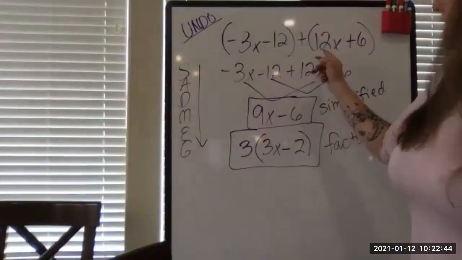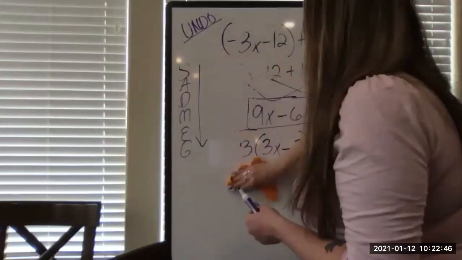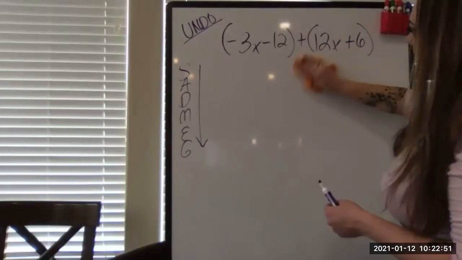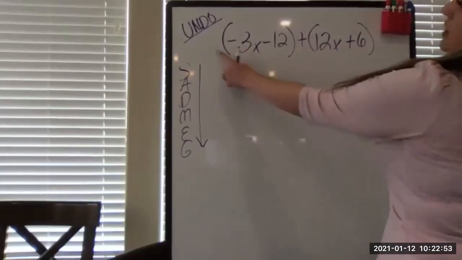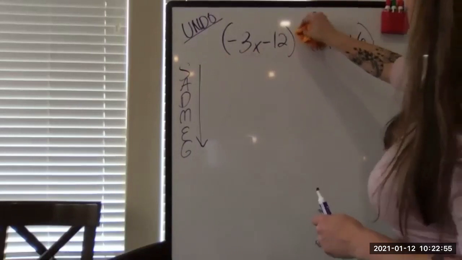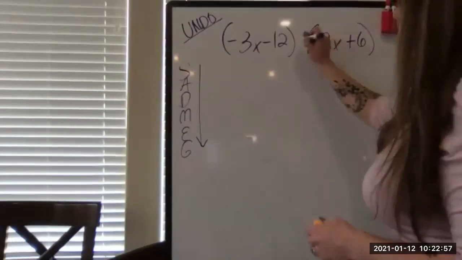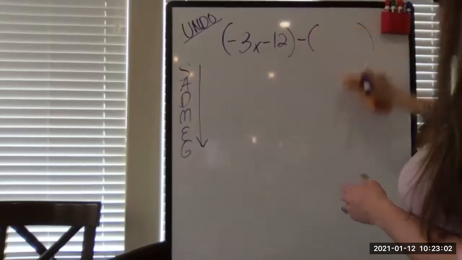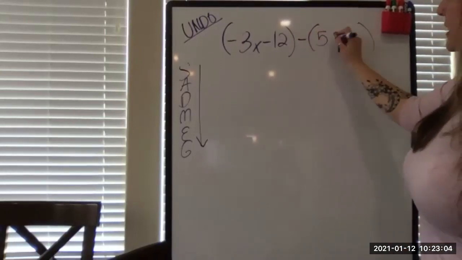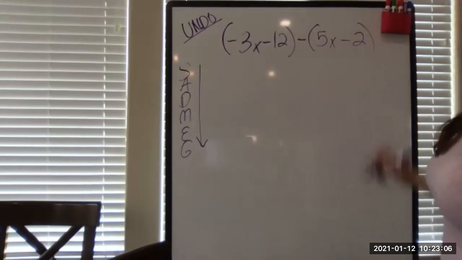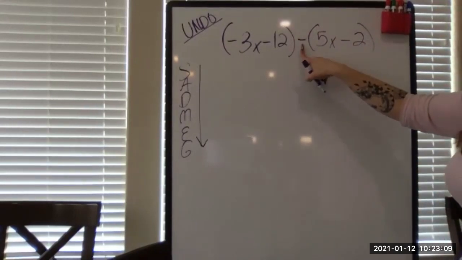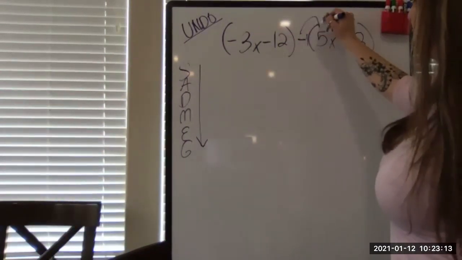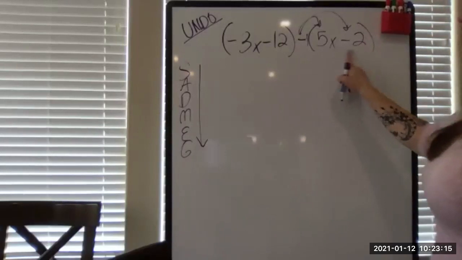We did one like this, and we talked about how there's nothing to distribute because there's no number on the outside of the parentheses. But if we put a negative here, that is going to change what's in parentheses. Because this is a -1. So in this case, we do need to distribute this -1. It's going to make these the opposite.